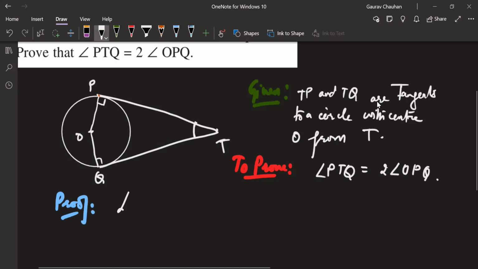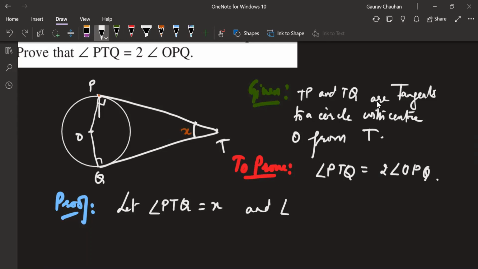Let angle PTQ be equal to x. So you mark this as x, and you join. Obviously, this is already joined. So angle OPQ be equal to y. Okay. So basically, you have to prove x is equal to 2y.